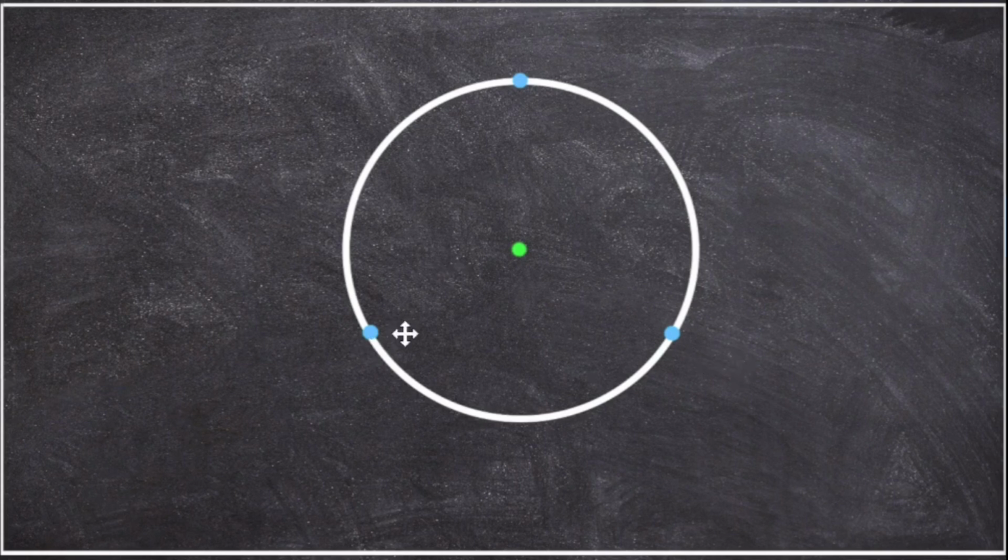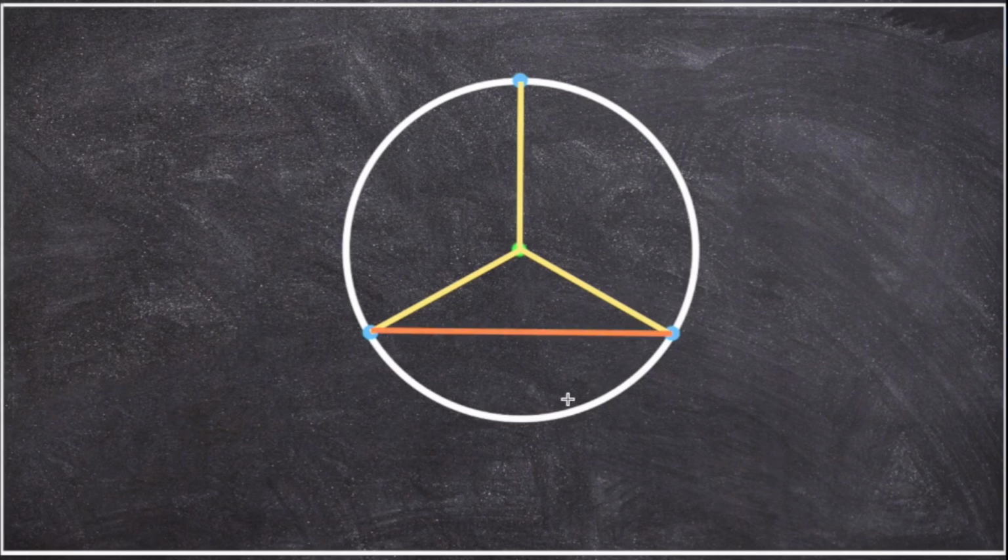Now, because all of these three points are on the circle's edge, their distance to the center of the circle must be the same, because the distance from the edge of a circle to the center of the circle is the radius. So now if I draw a line between each point on the circle to the circle center, these three lines must be of equal length. Now let's take any two adjacent points and join them with a line. By joining the left and right points, we've created a triangle.